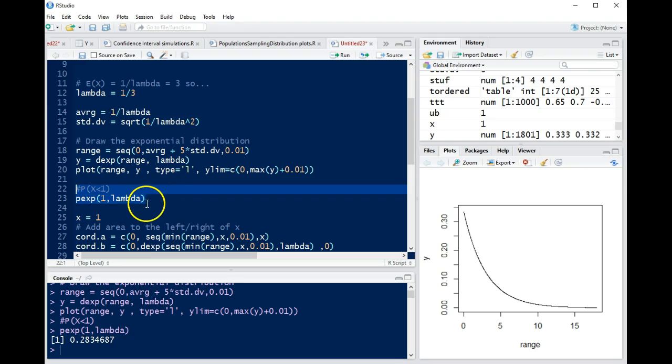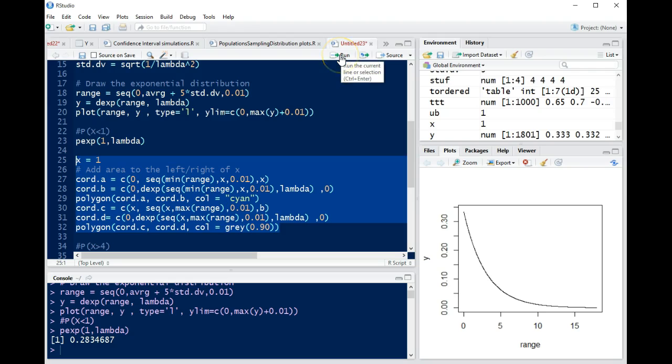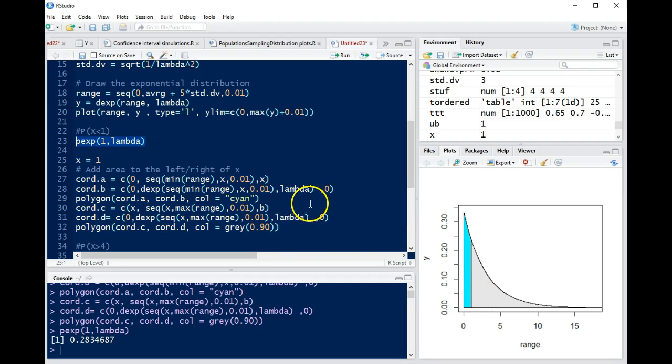So the likelihood that x is less than 1, or quicker than 1 second, is equal to 0.2834687. Now if we want to look at what this looks like on the graph, I can define x equal to 1, and then I can use this code here to shade in the area that falls below 1. In this example, that is the quicker response times that are less than 1. And I can see that that's all shaded in here, and that is 0.2834687. All right, so this is a nice visual that we can get for the exponential distribution.